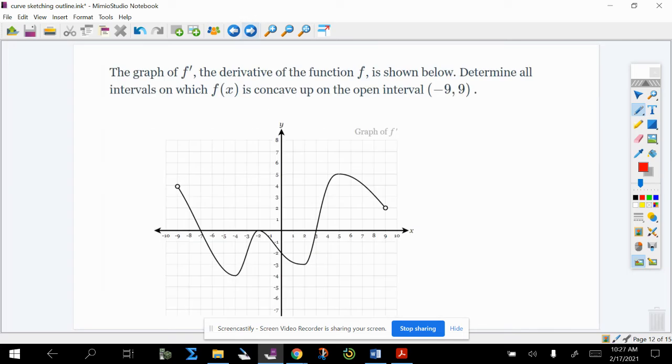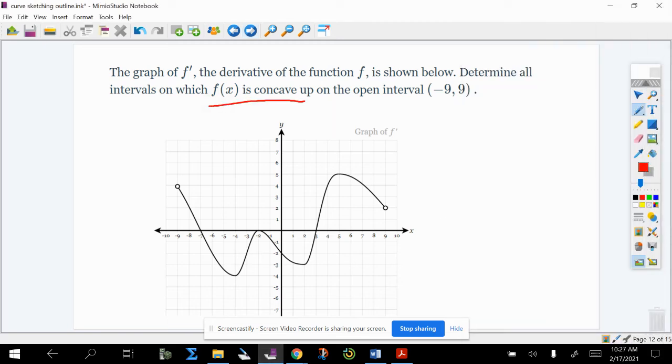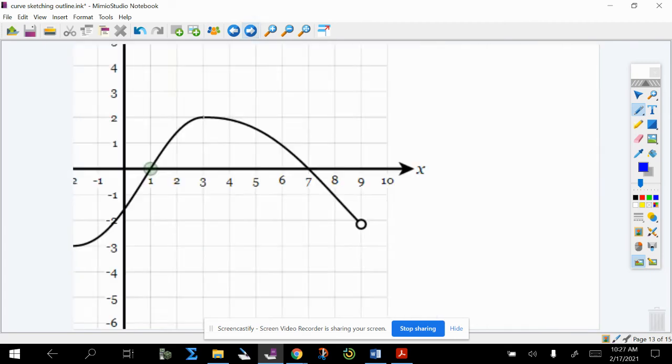This one is a derivative graph and it wants to know where it is concave up again. Concave up means the slope of the slope, so the slope of the derivative is positive. So I'm looking for increasing intervals. I can even use a highlighter here if this helps. So that is here and here. That would be -4 to -2 and 2 to 5. Sometimes even just color coding things really helps.